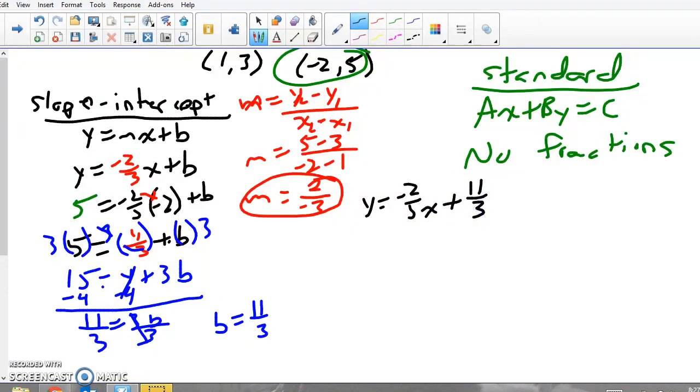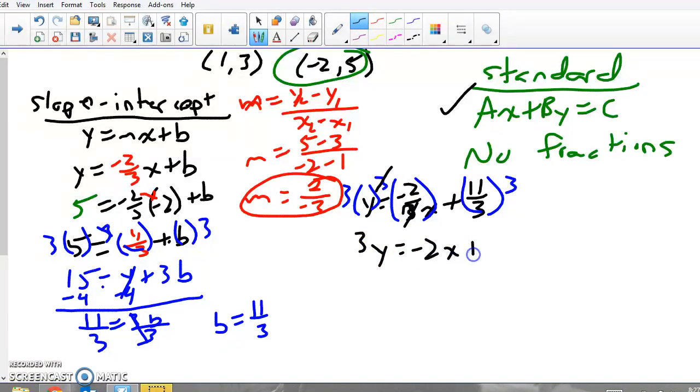But we need it in this form. This is the form we want. Okay? So what we got to do is first get rid of all the fractions. Since they both have a denominator of 3, I'm going to multiply everything by 3. Every little thing is going to be multiplied by 3. So I'm going to get 3y equals, now these 3's cancel out, which leaves me with negative 2x plus, and these 3's cancel out, leaving me with 11.